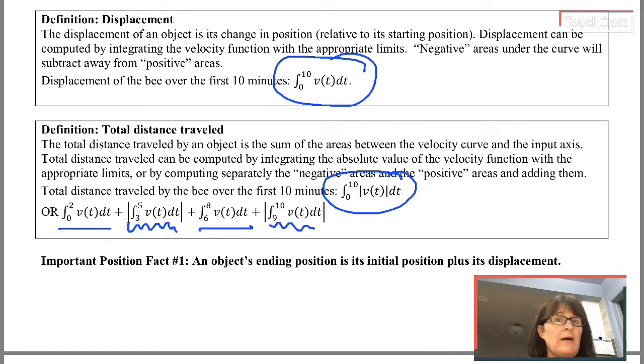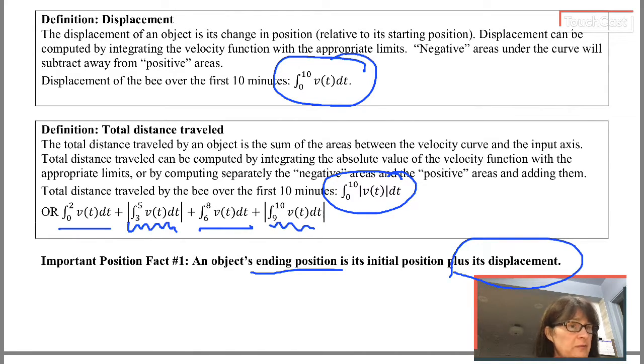You will frequently on the AP test see questions about ending position. So your ending position depends on two things. It depends on where you start and the displacement. So expect to see problems where you'll have to find displacement. How far does something get, as in a net, over a certain period of time? Don't forget that if you're asked about ending position, you have to consider where your particle started.